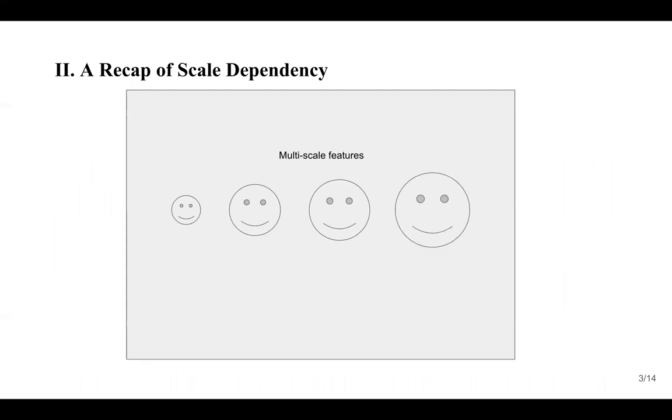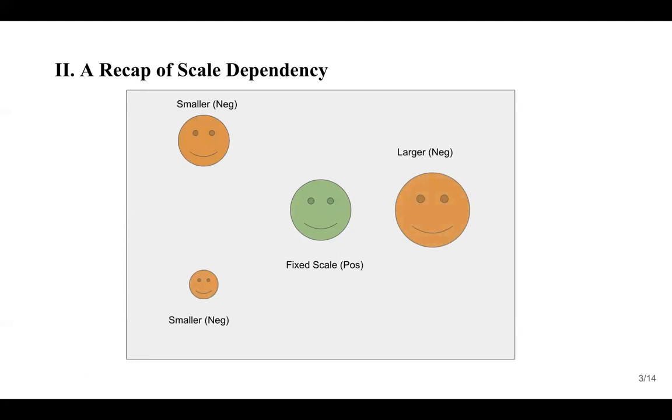Let's take a look at what scale dependency means. Let's say we have an object represented in different scales, and each of the scaled objects can be in a different image. What we try to do in this experiment is to learn a fixed-scale object. So we fixed a scale of object and made it the positive class, and all the other objects, whether smaller or larger, were in the negative class.